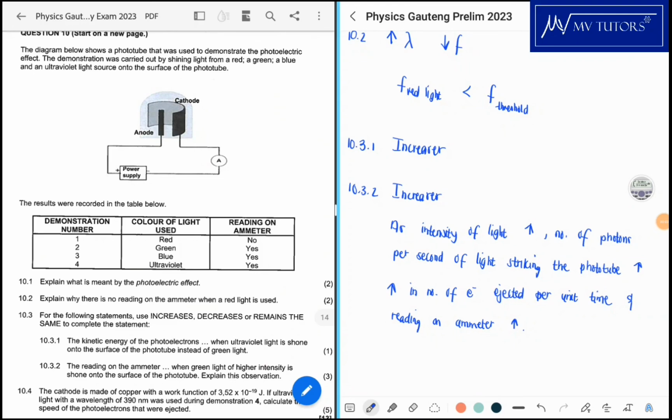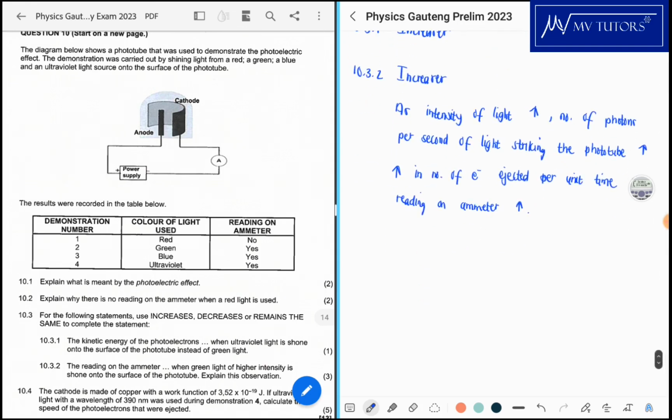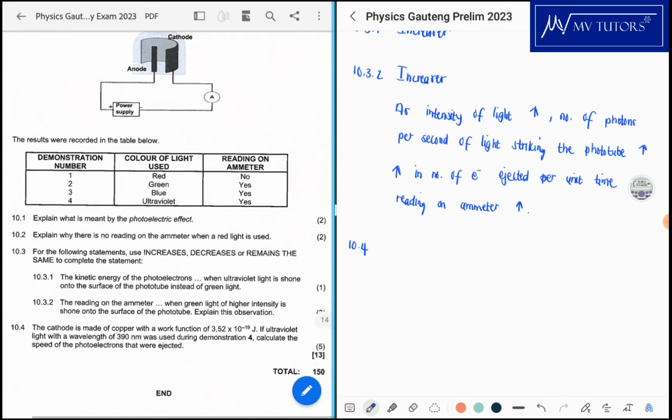When the intensity of light increases, the number of photons per second of light striking the phototube will also increase. Increasing the intensity of light also increases the number of photons per second. This will increase the number of electrons ejected per unit time, and therefore the reading on the ammeter will increase. All right, so let us answer the last question.